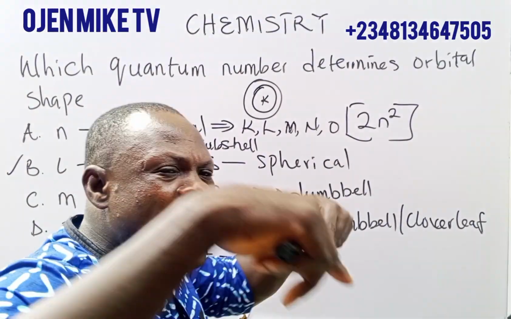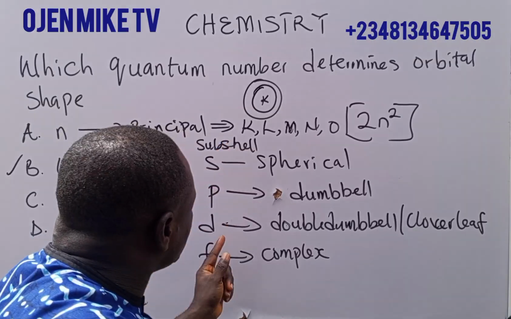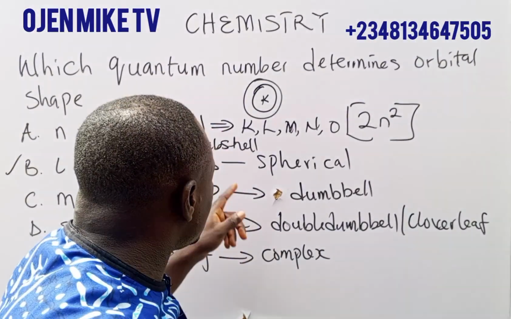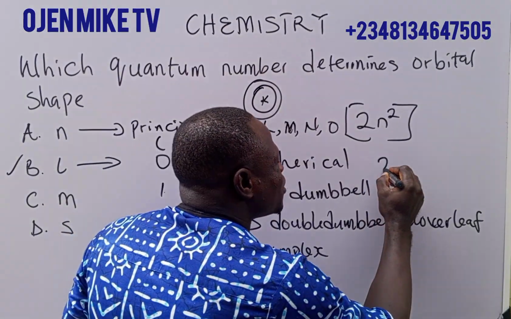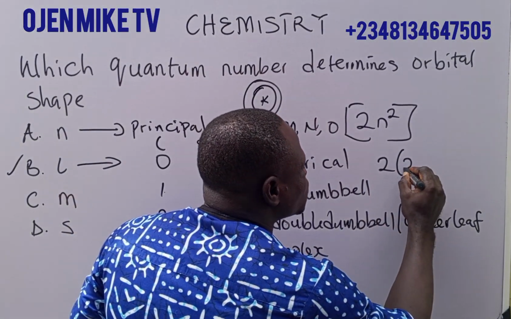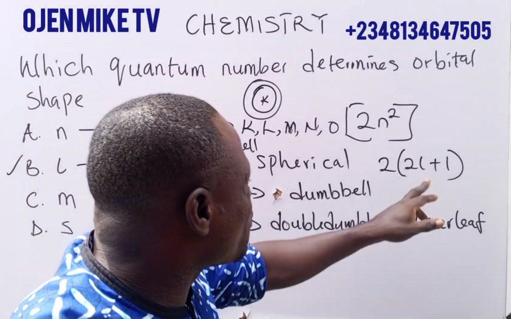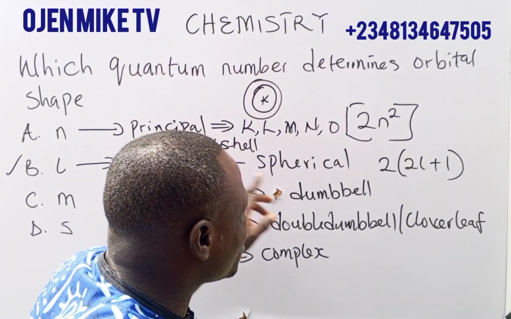Now, how many electrons can occupy each of these subshells? For you to know the number of electrons that can occupy each subshell, just use this formula: 2 bracket 2L plus 1, where L here is the value, 0, 1 and so on.